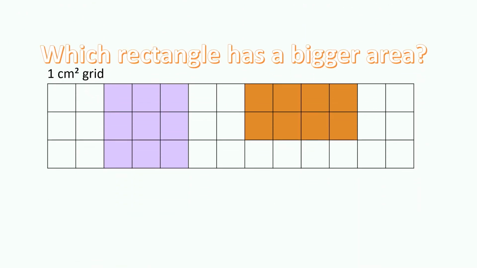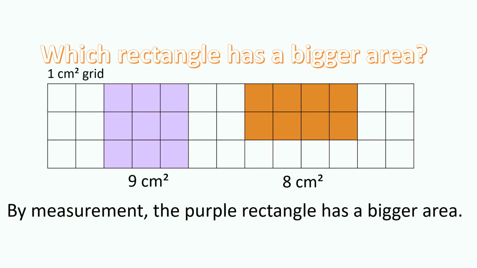Which rectangle has a bigger area? The purple one or the brown one? We measure the two rectangles in square centimeter. The purple one has 9 square centimeters, whereas the brown one has just 8 square centimeters. The purple rectangle has a bigger area.